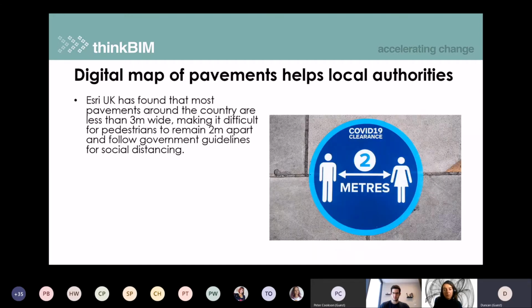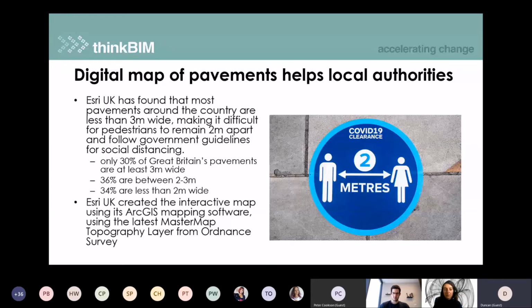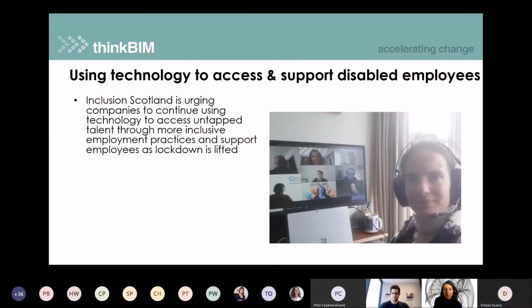Similarly, another one at a more UK overall level, Esri, the mapping company, have determined that actually only 30% of the UK's pavements are 3 metres wide, by doing an exercise using the data sets that are available, in order to actually allow 2 people to pass safely on the pavement, whereas 36% are 2 to 3 metres, and 34% are less than 2 metres. So again, these interesting data sets that already exist, that may be publicly available, can be put to new uses in the current climate.